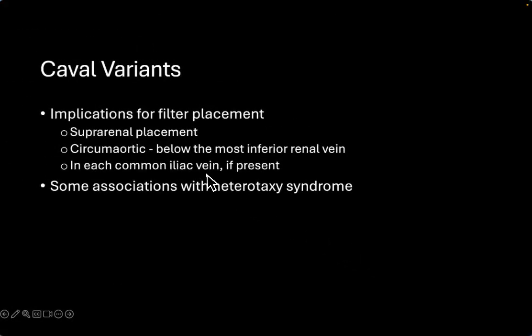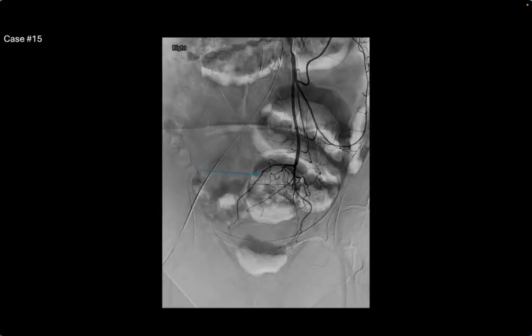All right, so this is a summary slide: caval variants, implications for filter placement. There are some associated with heterotaxy syndrome, particularly the azygous continuation of the IVC. All right, moving on, case 15, what is the arrow pointing to?